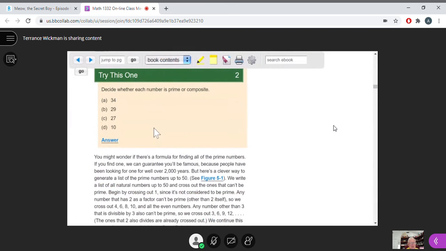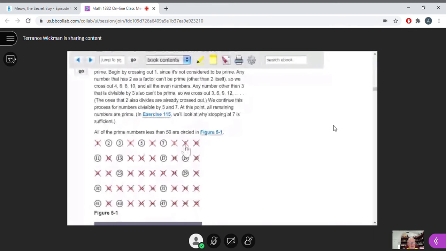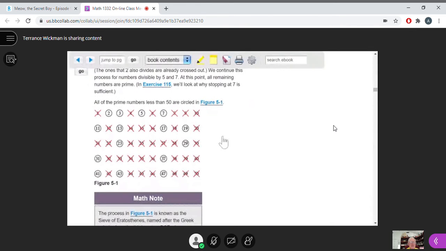So we could do a quick test here. Is 34 prime or composite? Well, you can say it's composite. 29 is prime. 27, we know it's a composite. We just did that one. And 10 is divisible by 2, so it's obviously composite. Now, these are the numbers that are prime less than 50. And you can see what they are: 2, 3, 5, 7, 11, 13, 17, 19, 23, 29, 31, 47. You guys get the idea.